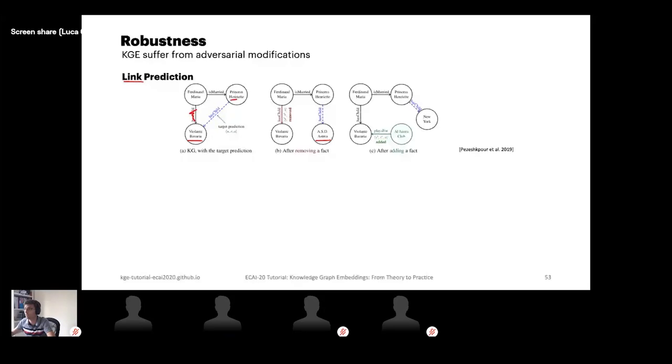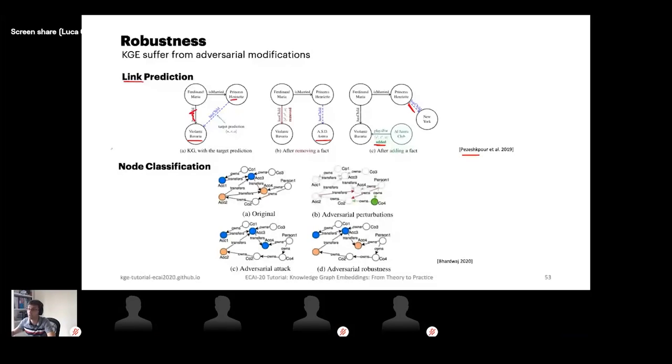Or instead of removing a fact, we may add a fact, right? Which also affects the quality of the prediction, right? So it has been shown in literature that specific graph edit operations may affect the quality of predictions for link or for node classification, right?